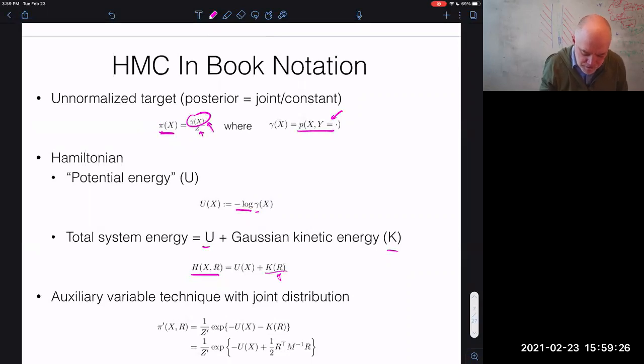Okay, so this unnormalized target is actually an auxiliary variable distribution in which the original potential energy corresponds to the model, and there is some kinetic energy distribution that is a function of some other random variable r. And now the question is, how do we evolve this system? We'll get into this, but that's the book notation. Now we're going to switch to a slightly different notation. We'll come back and it'll be really obvious. Don't worry.